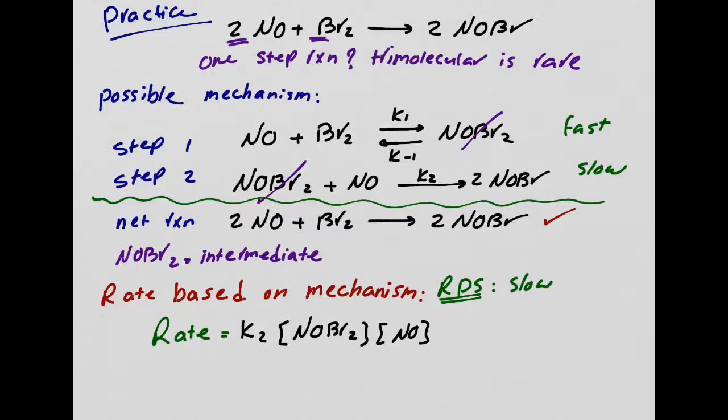Now, what do you think the problem is? We do have a problem. The problem is over here. This is an intermediate. This does not show up in my final reaction. If this is not in my final reaction, I cannot measure it if I do an experiment to compare to the rate law for the mechanism. So this doesn't show up in the net reaction. So I need to solve it out because it doesn't show up in my final reaction. All of these have to be in the final reaction.